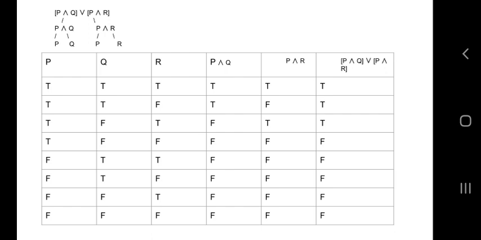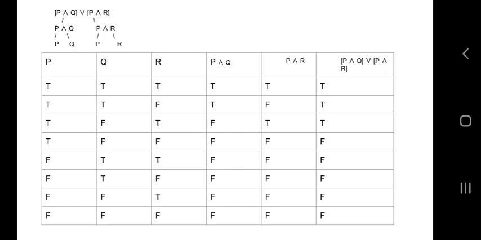So once again, our first 3 columns are P, Q, and R. The truth values will be true, true, true, true, false, false, false, false for P. For Q, we'll have true, true, false, false, true, true, false, false. And for R, we'll have true, false, true, false, true, false, true, false. And again, this is exactly the same 3 columns that we had on the last slide, so it's always going to be the same when we have 3 variables.